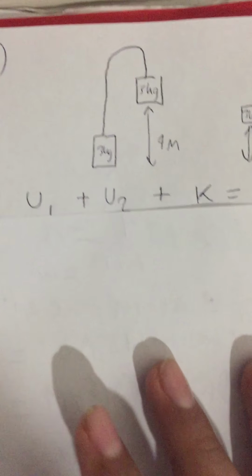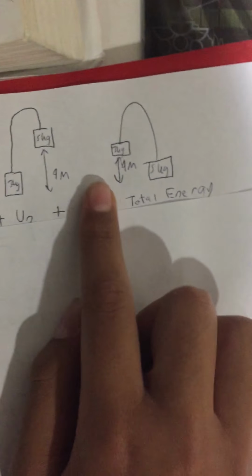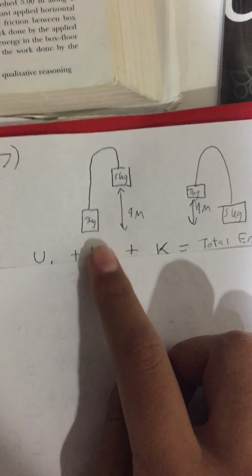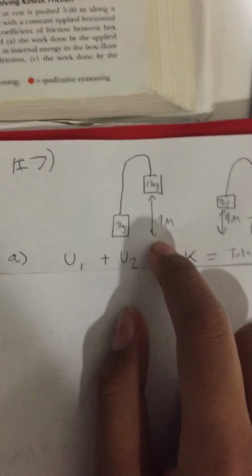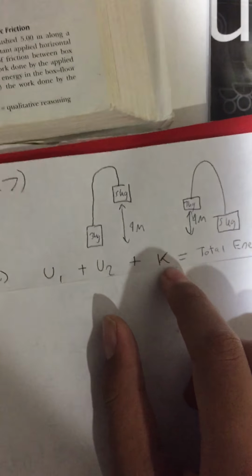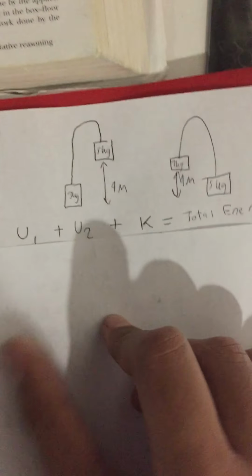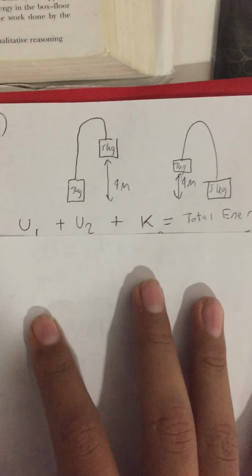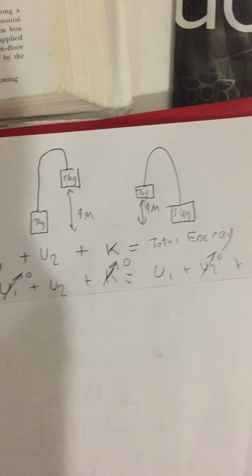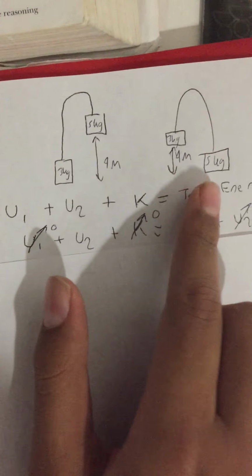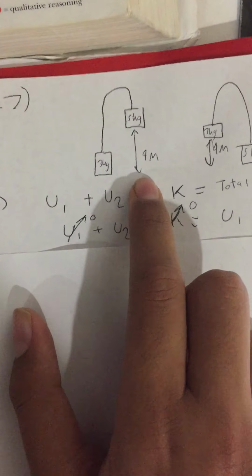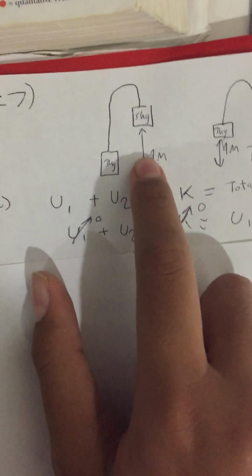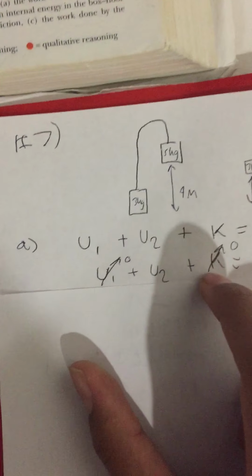So you have U1, which is the potential energy of the first 3 kilogram object. You have U2, which is the potential energy of gravity of the second object. And K, which is just any kinetic energy in the system, that's total energy. So setting those equal to each other for the initial over here, and then this part over here, U1 goes to 0 because it's on the floor. U2 we have, and K goes to 0 because right now nothing's moving yet.